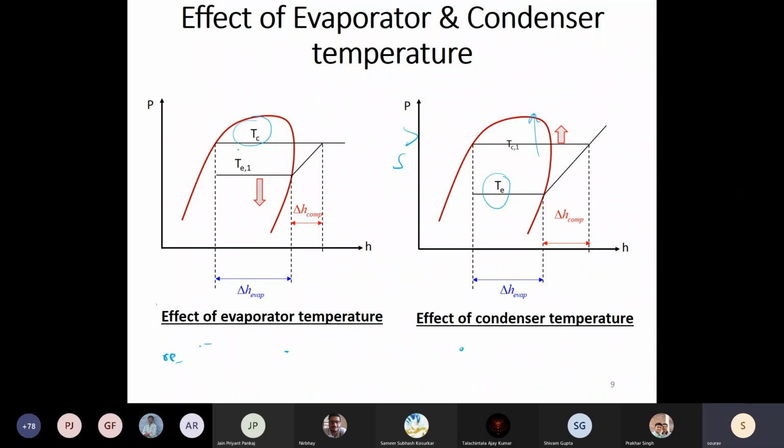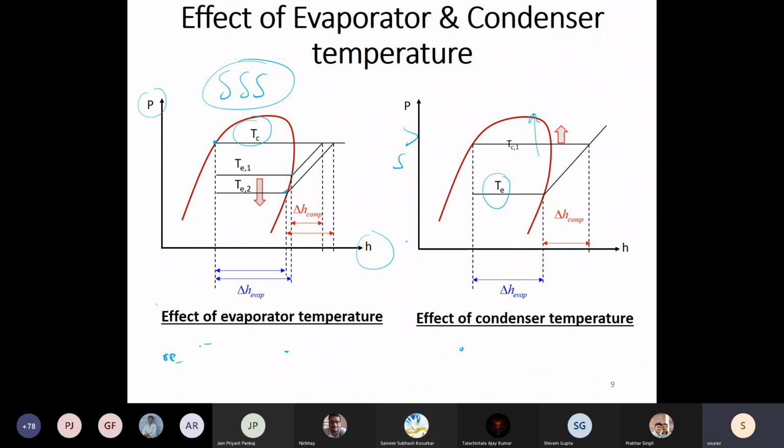So if I keep the condensing temperature constant and vary the evaporator temperature, these are all pressure enthalpy charts, so just be careful with that. What will happen is, we are assuming standard saturated single stage. So we have saturated condition here, we have saturated condition here. We're not bringing in the additional complexity of subcooling and superheating right now.